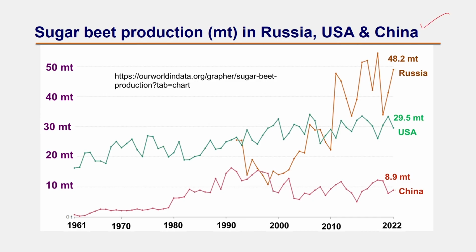This data very clearly shows the trend in production in different countries. Let us see how much Russia is producing at present. In 1961, 1970 and 1980, production was less than 10 tons. Now see China. The production from 1961, 1970, 1980 was less than 10 tons total production, and then in China the production started falling, and currently in the year 2022 China is producing about 8.9 million tons of sugar beet.